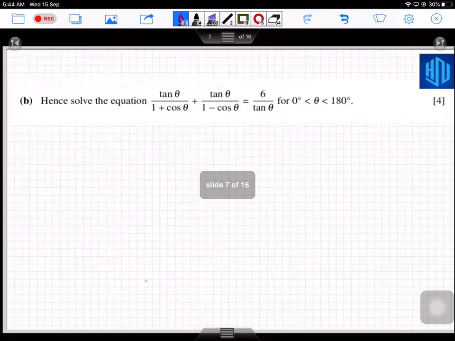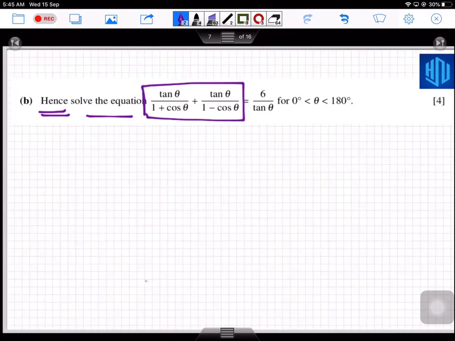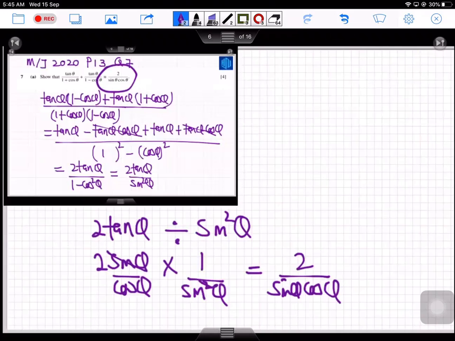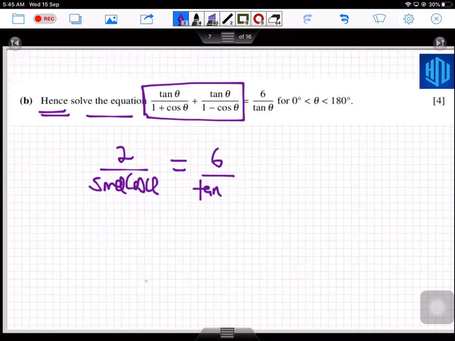Coming on to the next part, hence solve the equation tan theta over 1 plus cos theta plus tan theta over 1 minus cos theta is equal to 6 tan theta. Now, hence basically means that you have to use the result of the earlier part. And since you know the fact that in place of this whole expression, you can actually write 2 divided by sine theta times cos theta. So 2 divided by sine theta times cos theta, this is equal to 6 over tan theta.